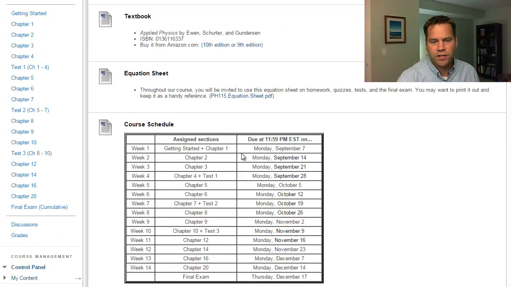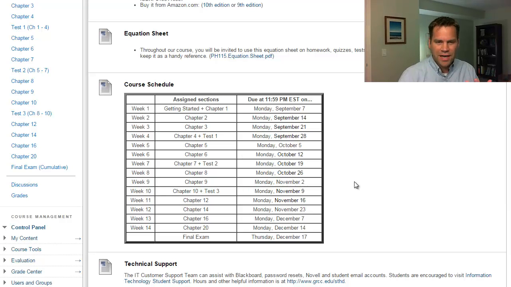The next thing you'll find is our course schedule, and then you'll see how important the textbook is. So the course schedule breaks out our course by week, and you can see that the course is going to follow roughly a chapter a week. On some of these weeks we're going to do a chapter and a test. Depending if you're taking this during an 8-week semester, we might even do multiple chapters in a week. Okay, but you see it's broken out there by week.